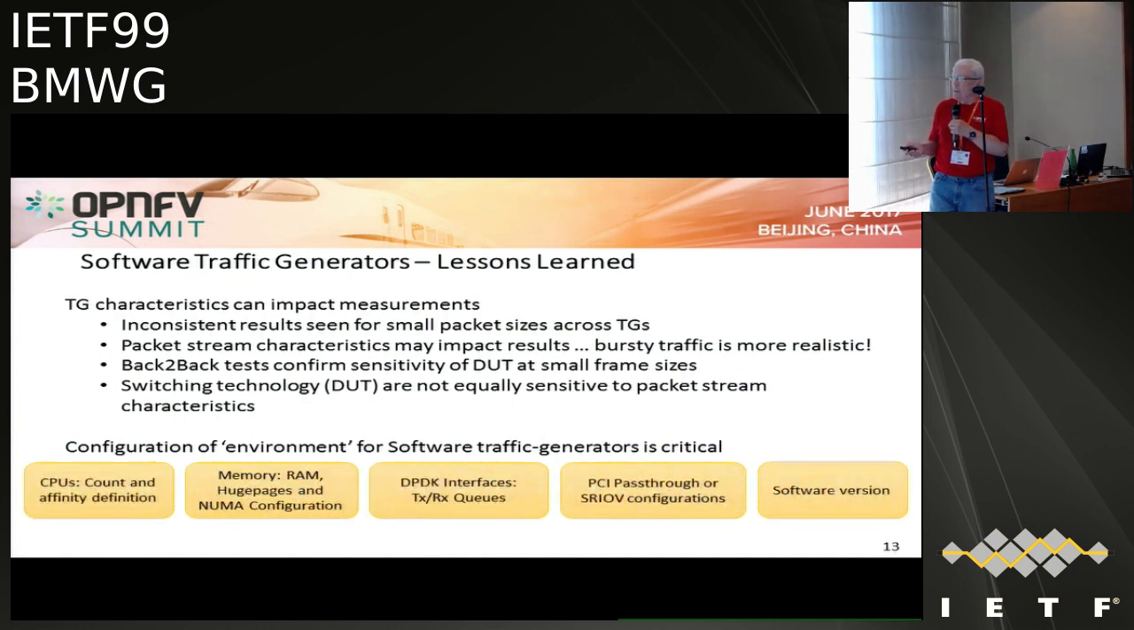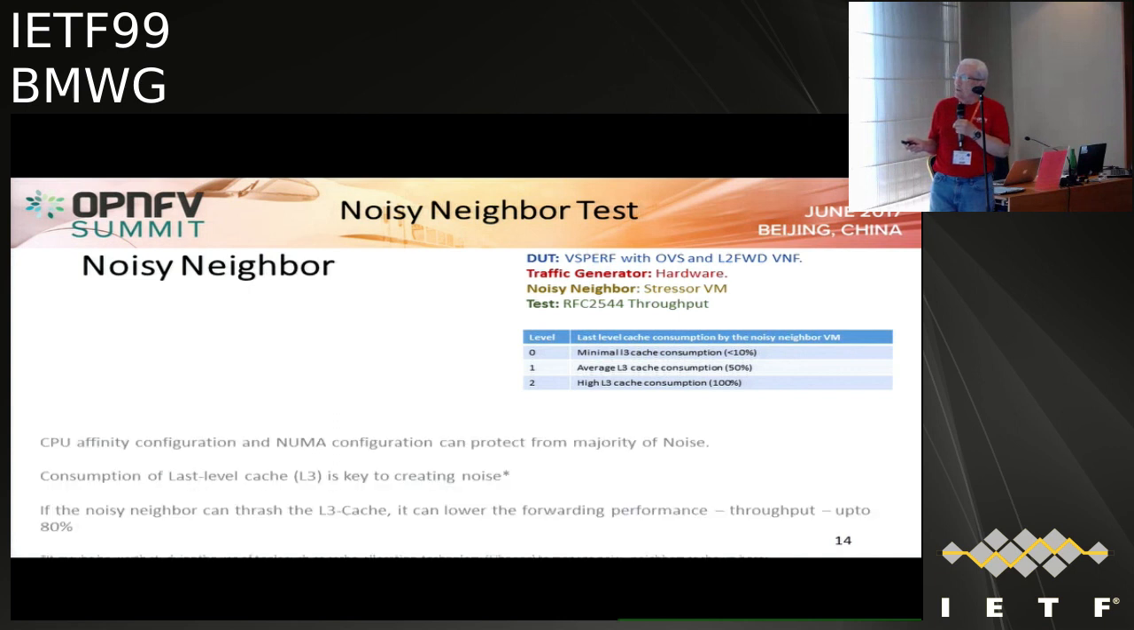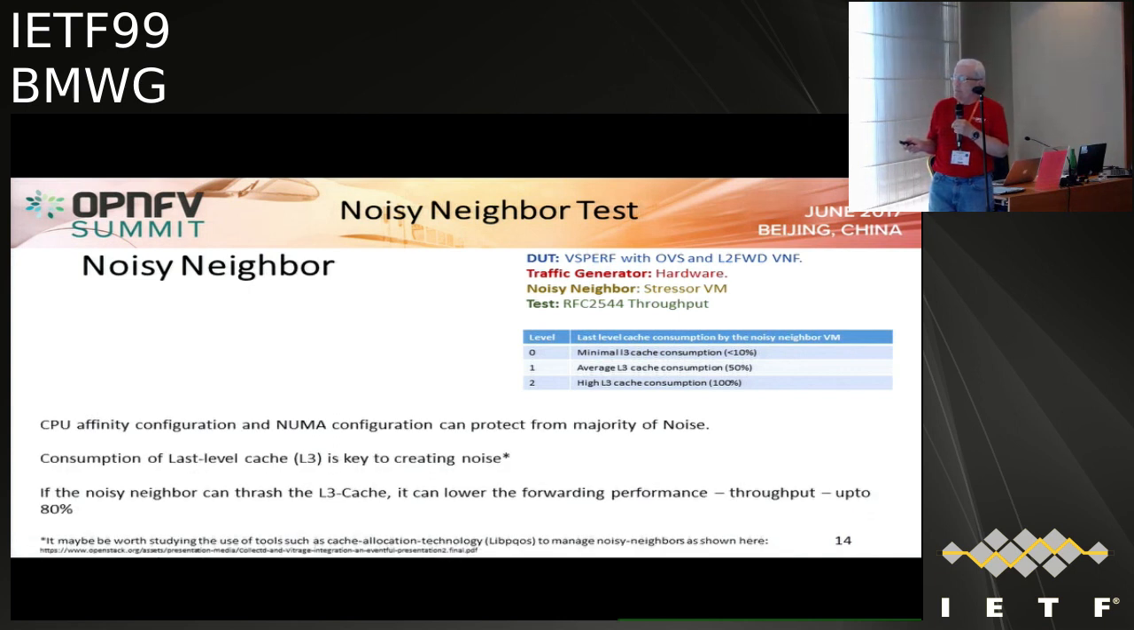All right. I guess that's the same thing in pictures. All right, so we also did some noisy neighbor tests. What happens if you've got a stressing VM and it's going to affect your performance, obviously. And the CPU configuration and the NUMA isolation, that's the non-uniform memory access nodes where the CPUs are in a ring.